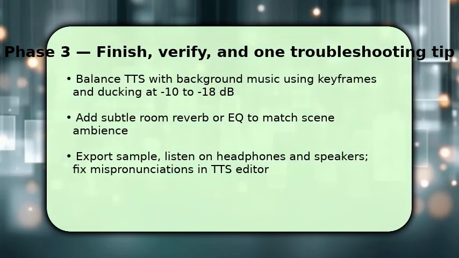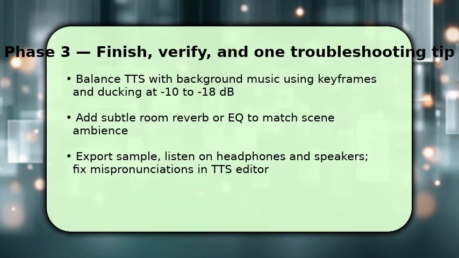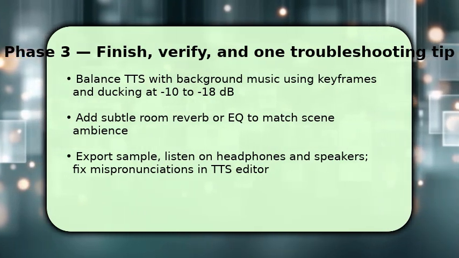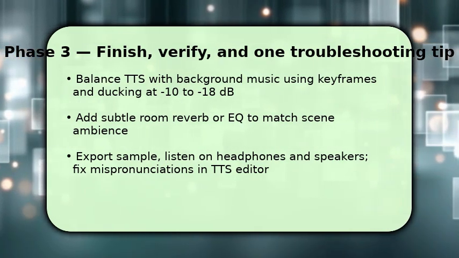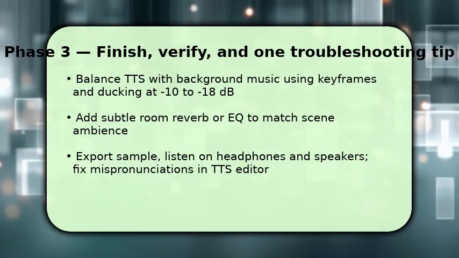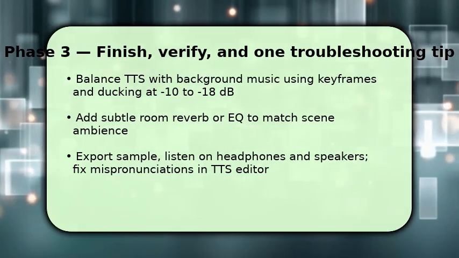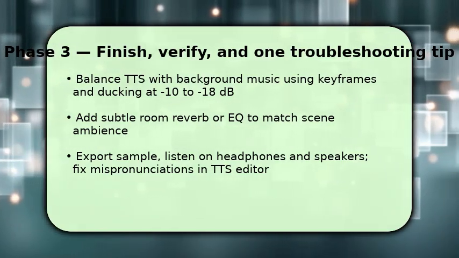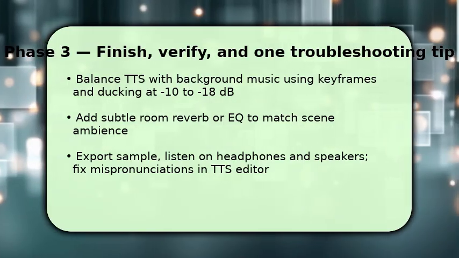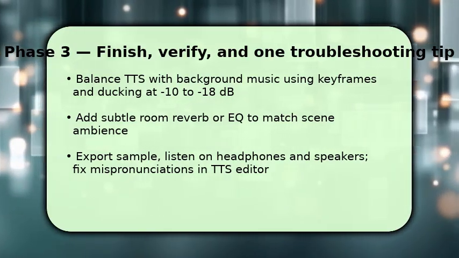Finish by blending and testing. Lower background music when narration plays using audio ducking or manual keyframes. Aim for around -10 to -18 dB under voice so dialogue remains clear. Add light EQ or room reverb to match scene acoustics and trim trailing breaths.